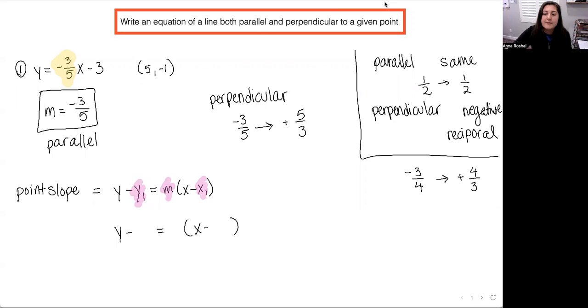Now I know that what I'm going to replace is my slope. My slope is going to be negative 3/5 for a parallel line. And I also know that this is the point I'm going to use to create my new equation. Since we have x and then y every time in a coordinate point, I'm going to put -1 in here and 5 in here.